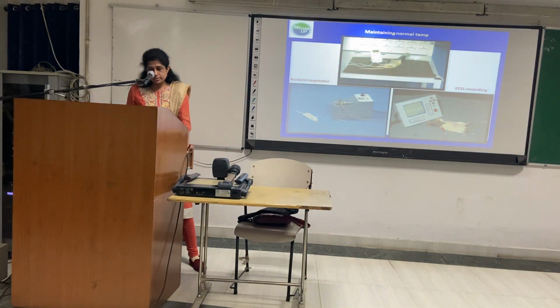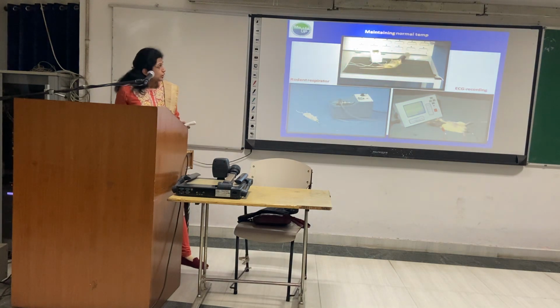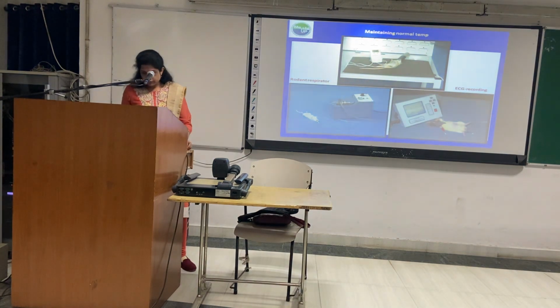Maintaining normal temperature is important. These are the devices for maintaining the temperature, for recording the temperature. This is a rodent respirator, and this is the recorder for small animals.